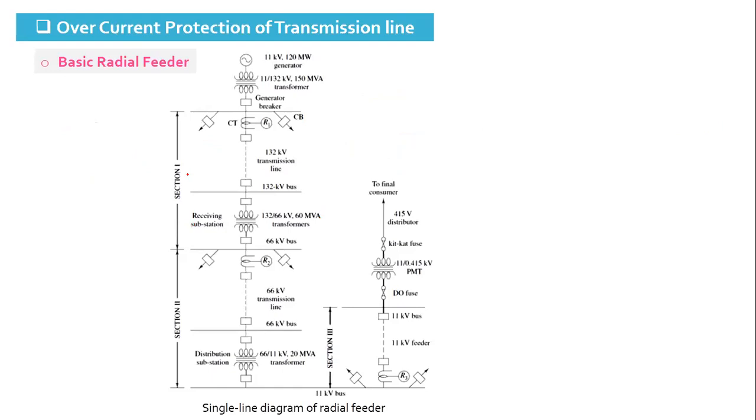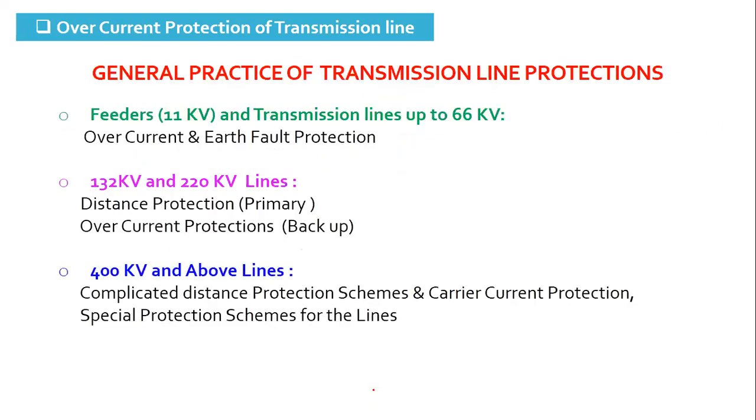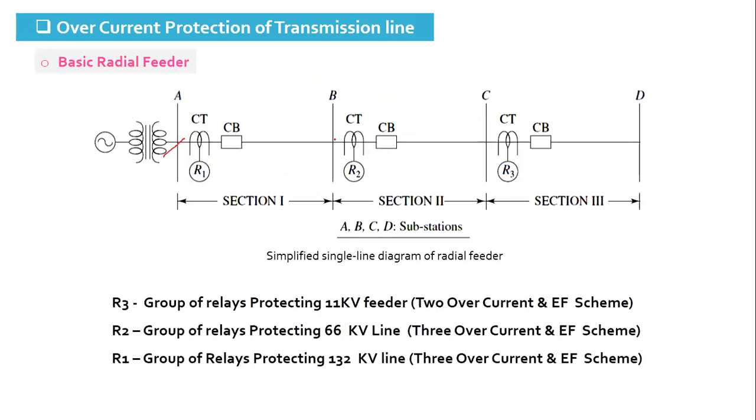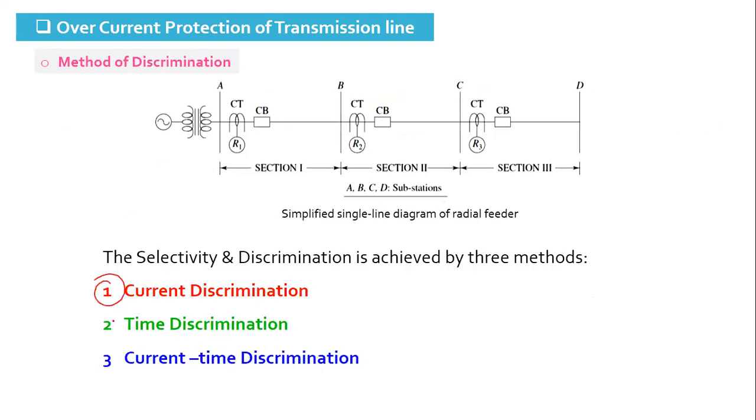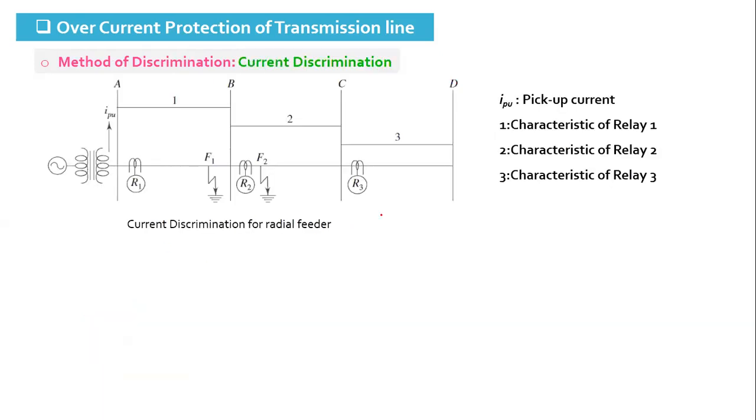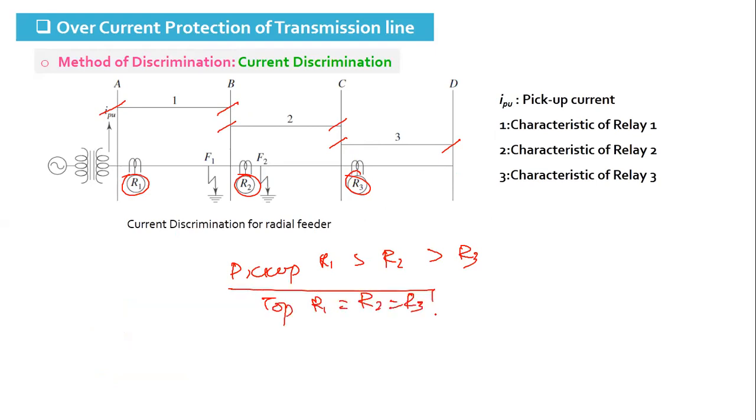Then we have seen the overcurrent protection of transmission line, where we considered three different line sections. There are three schemes which we discussed: current discrimination, time discrimination, and current-time discrimination. I will quickly go through it, as time is very less. In current discrimination, we use instantaneous relays, and the pickup of relay R1 is more than R2, which is more than R3. Their time of operation is the same because they are instantaneous in operation.